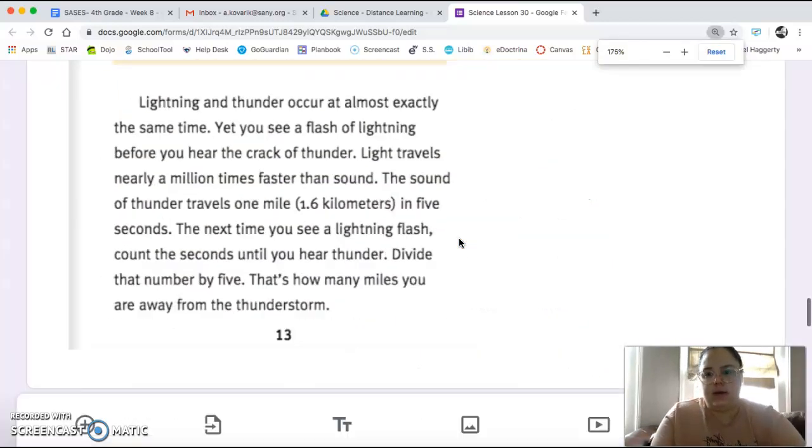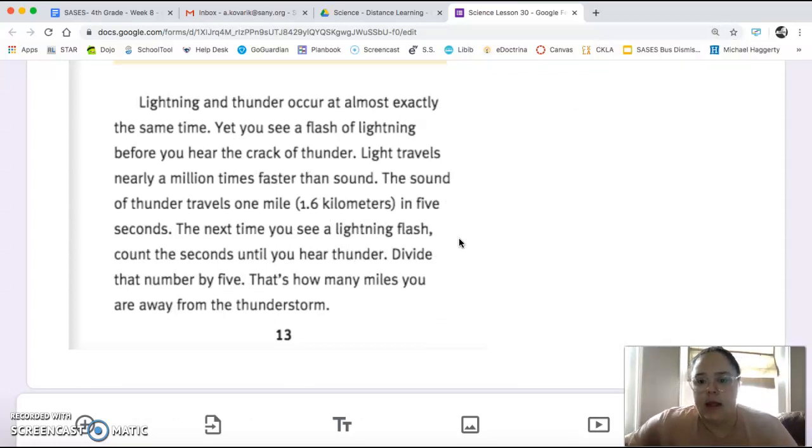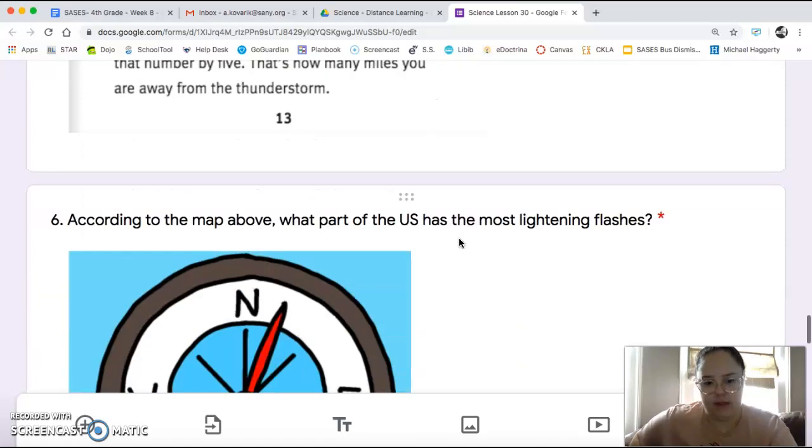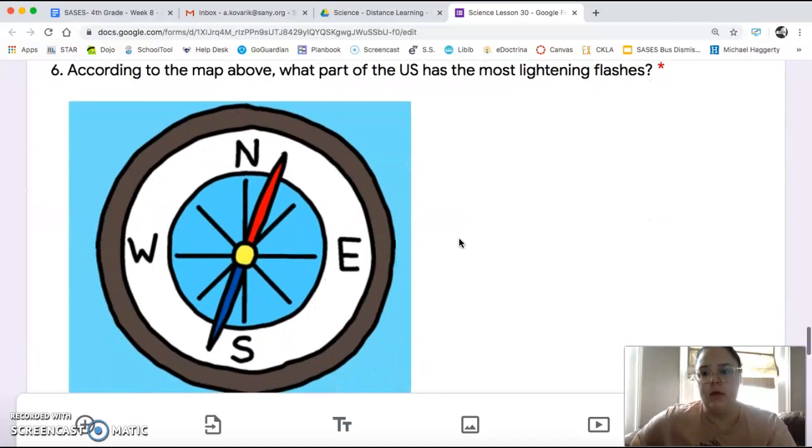Okay. Lightning and thunder occur at almost exactly the same time. Yet you see a flash of lightning before you hear the crack of thunder. Light travels nearly 1,000,000 times faster than sound. The sound of thunder travels 1 mile in 5 seconds. The next time you see a lightning flash, count the seconds until you hear thunder. Divide that number by 5, and that's how many miles you are away from the thunderstorm. So, neat little fact for you to try out next time we have a thunderstorm.